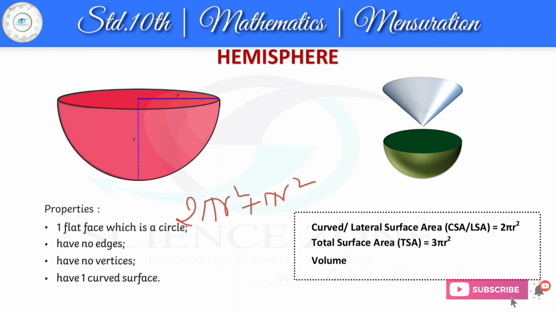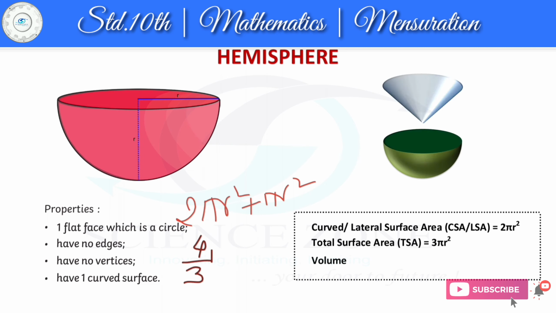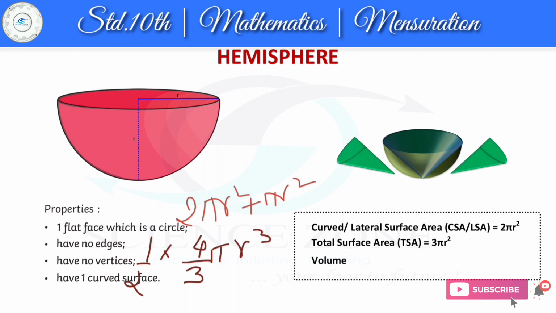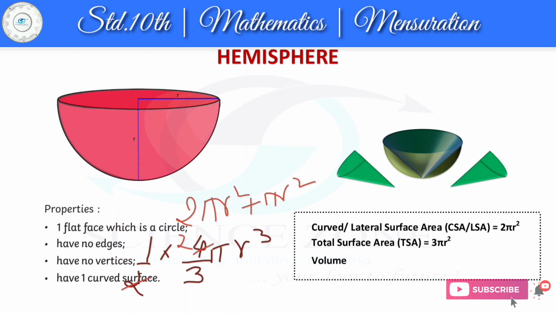Volume of a hemisphere is equal to twice the volume of a cone with radius equal to its height, or the volume of a hemisphere is half the volume of a sphere. The volume of a sphere is given by the formula 4/3 pi r cube. Therefore, the volume of a hemisphere will be 1 by 2 of 4 by 3 pi r cube. 2 and 4 will get cancelled out. So the formula for volume of a hemisphere will be 2 by 3 pi r cube.